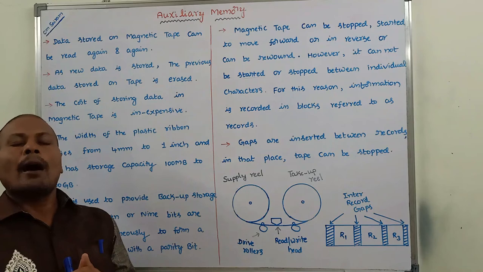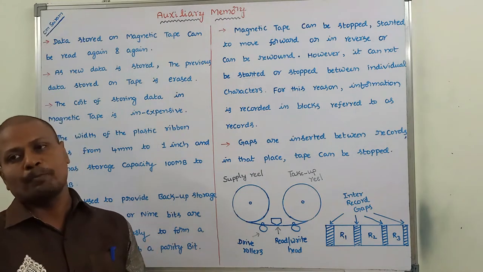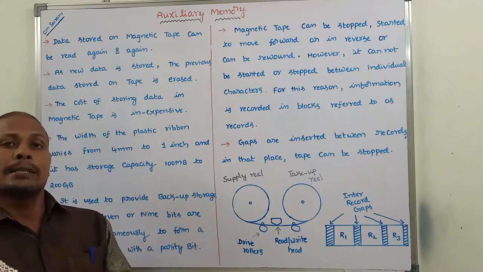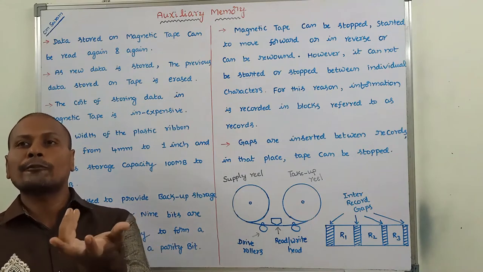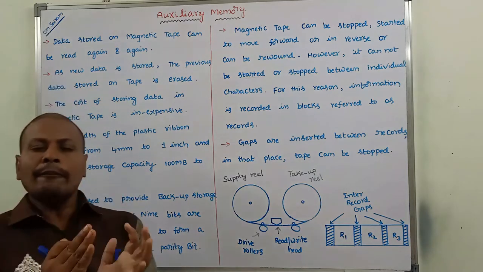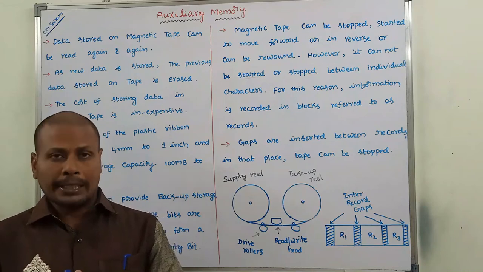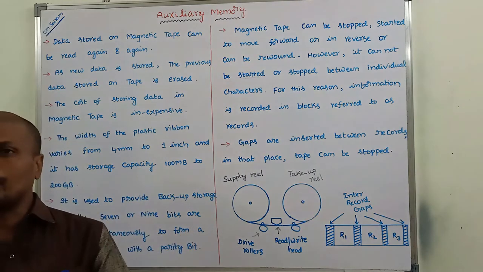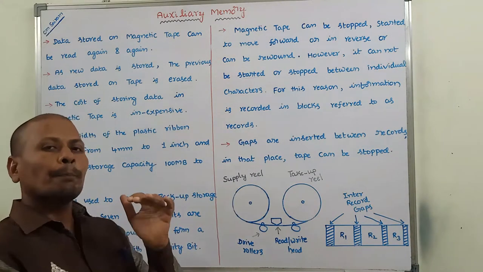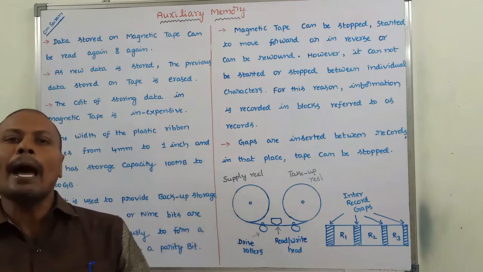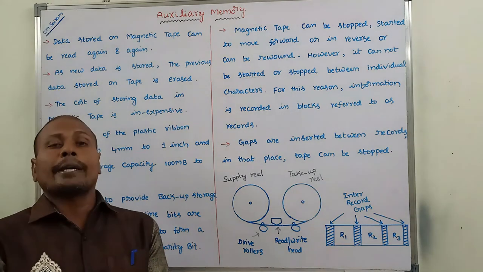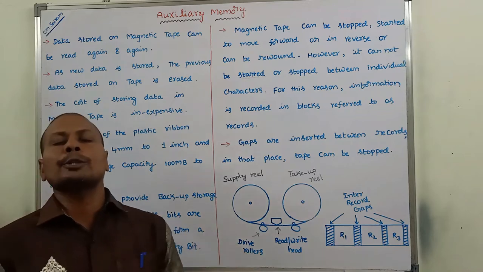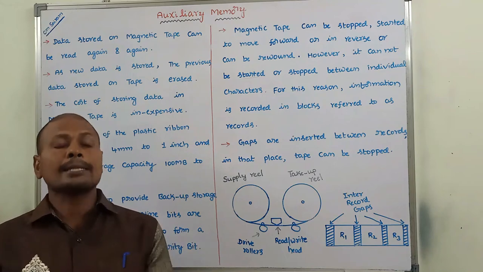Next point, the data stored on the magnetic tape can be read again and again, as many times as you require. Next point, whenever new data is stored into the magnetic tape, the previous data that is stored on the magnetic tape can be erased. Next point, the cost required to store the information into the magnetic tape is inexpensive, that means less expensive.